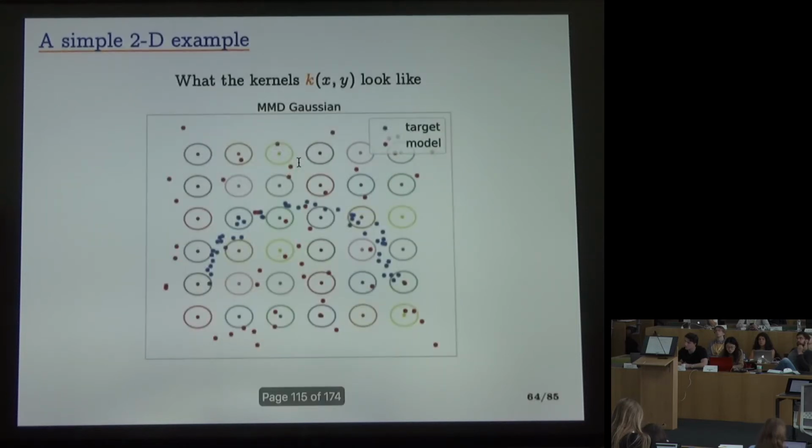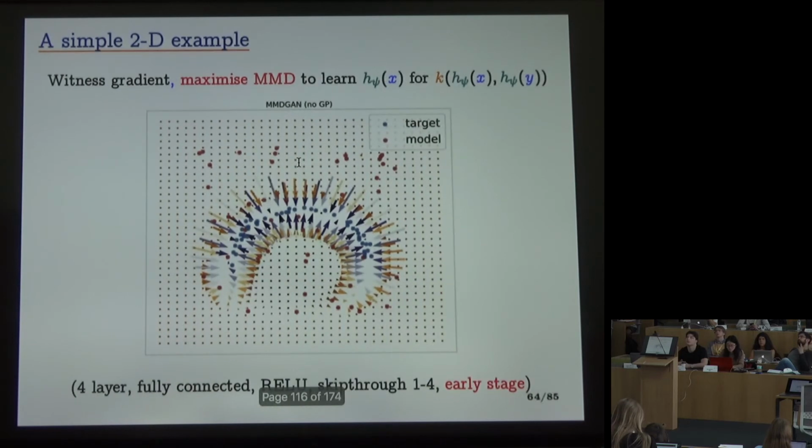All right, so now let's compute the witness on features of my data that I'm going to train. In this case, I'm using, rather than a CNN, since I'm in 2D there's no point in using a CNN, a fully connected network with ReLU nonlinearities. It's 4-layer, and there's a skip-through connection from layer 1 to layer 4. Now, these are the gradients of the witness for this trained set of features.